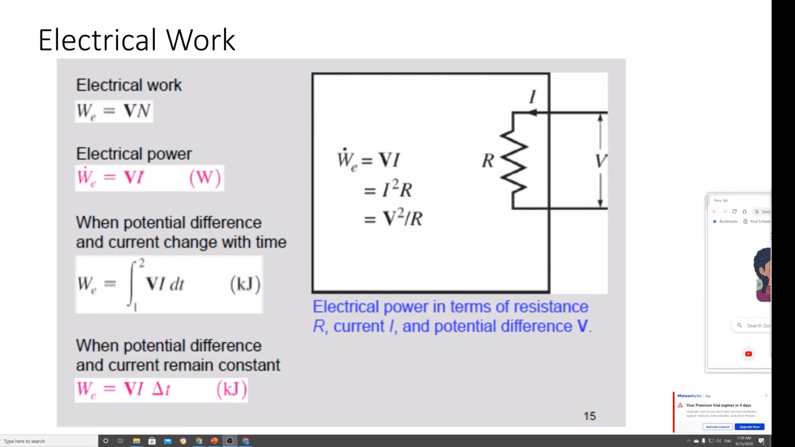If you sum that, or perform the integration, if it was a constant, then it would just be V times I times delta T. But if these are functions of time, you could determine the total electrical work by performing the integration. If it's a constant, like in a DC circuit, this is how you would come up with the total work. It would just be V times I times delta T, whatever the time.